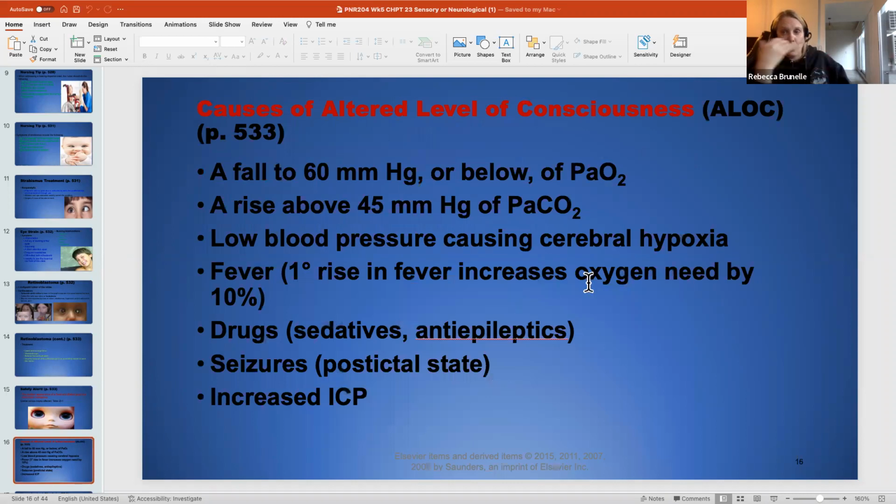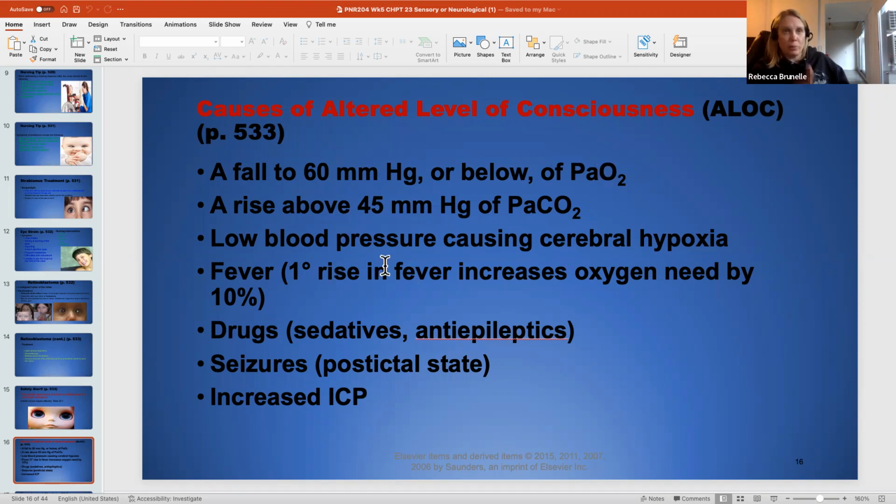So we look at pupils, but in general, when we're talking about neurological problems, we're going to be paying attention to their level of consciousness. There are a couple of different things that can cause an altered level of consciousness, and some of them are related to your breathing. So a fall in oxygen or a rise in carbon dioxide. You breathe in oxygen and you breathe out carbon dioxide. So if you're not effectively breathing, either one of these two things can happen.